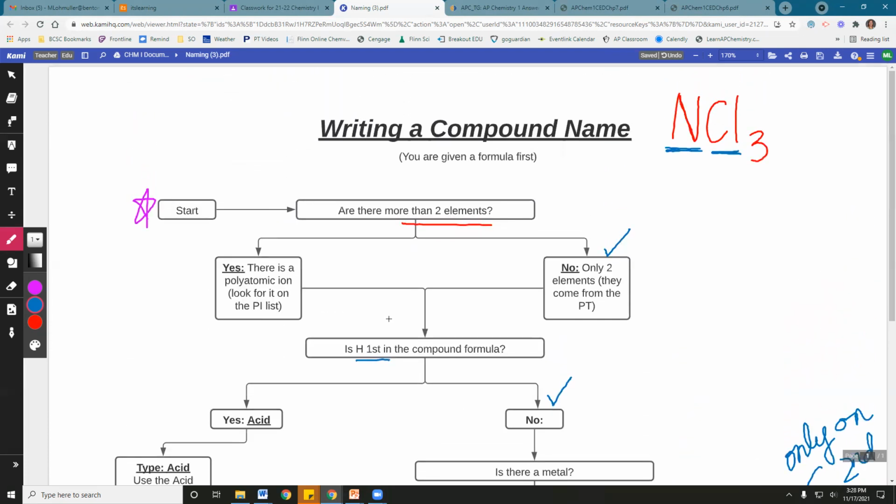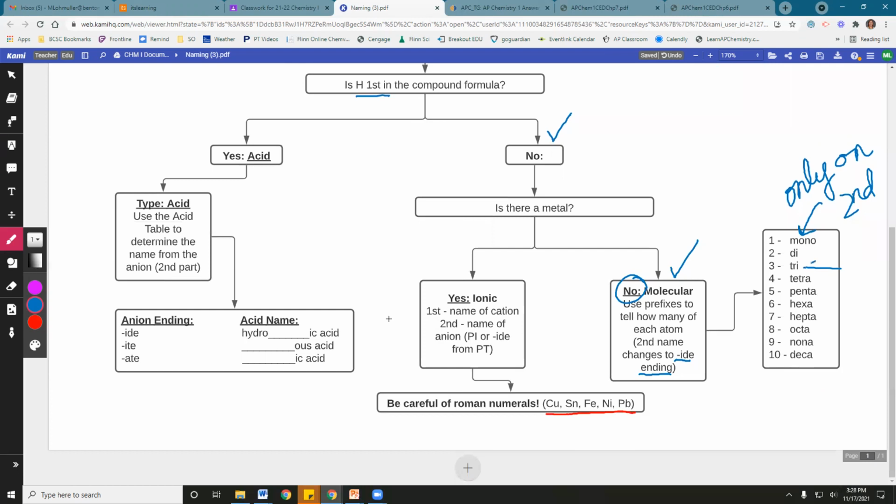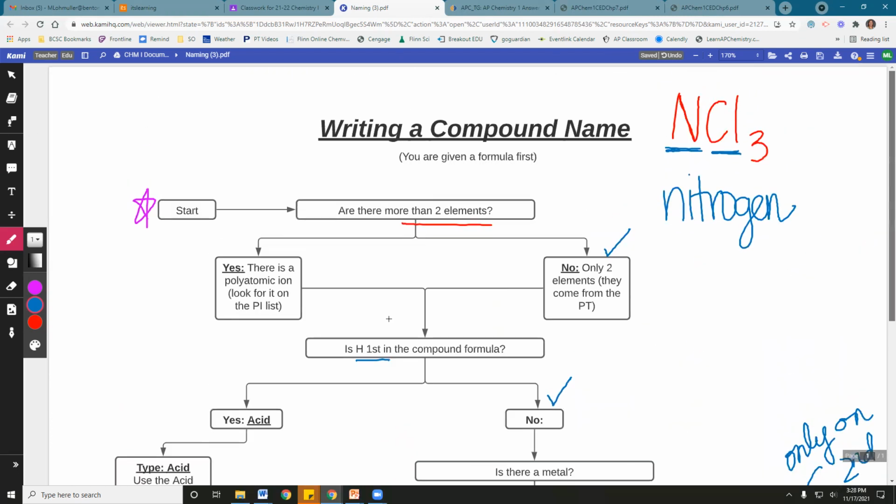So since there's only one nitrogen in its first, we're not going to call it mono nitrogen. We'll just say nitrogen for the N. And then the prefix for 3 is tri. So we'll put tri in front of the chlorine, but instead of chlorine, we change it to chloride. So the name for NCl3 is nitrogen trichloride.